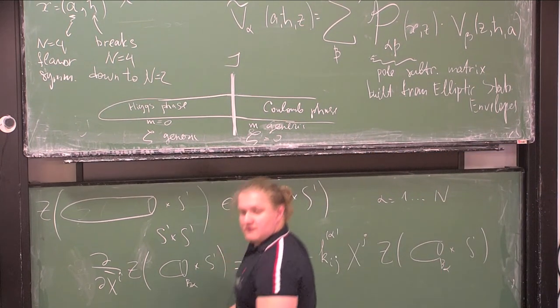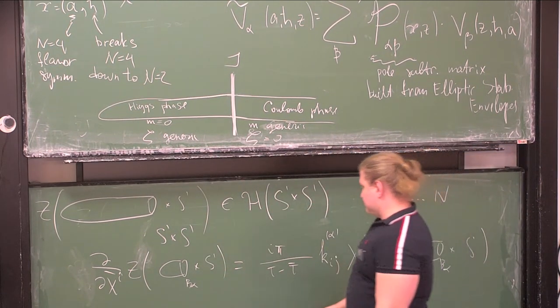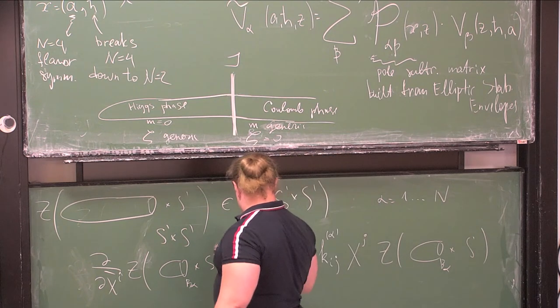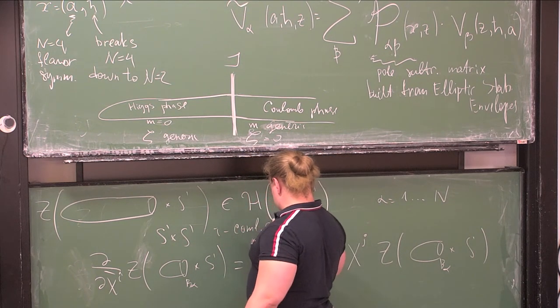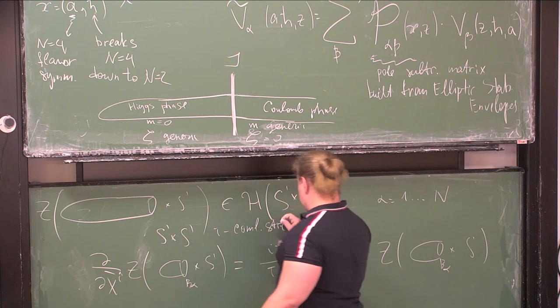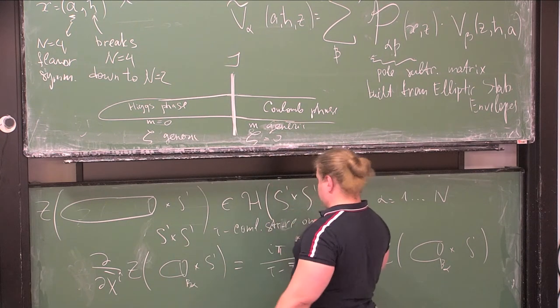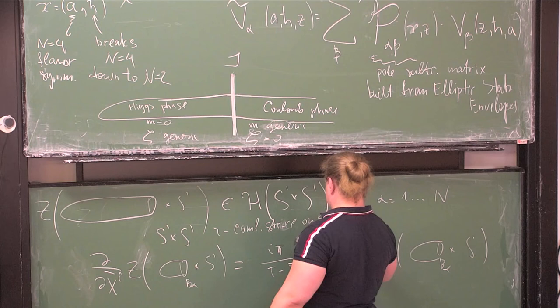So what is this tau or t that you wrote there? Oh yeah, tau is like a complex structure on this torus, S1 cross S1.